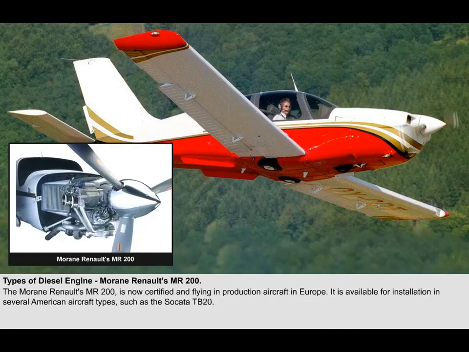The Marine Renault's MR200 is now certified and flying in production aircraft in Europe. It's already being fitted to a Cicata TB20, similar to the one shown here, and is available for installation in several American aircraft types.